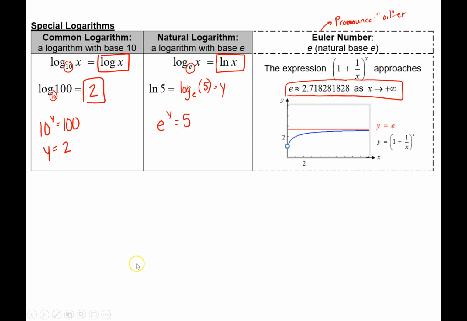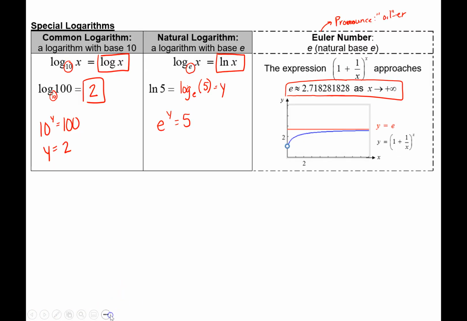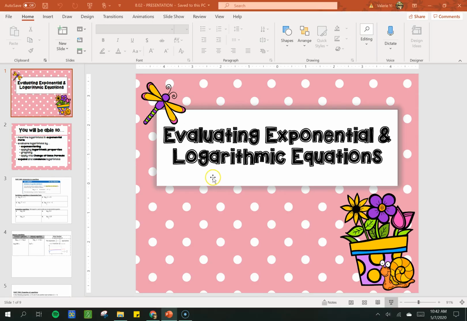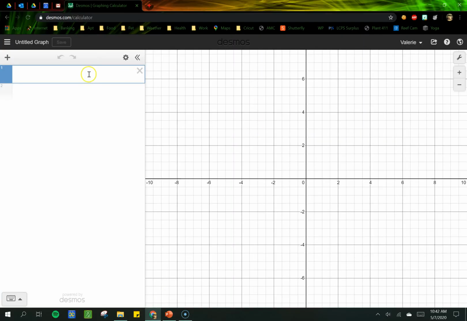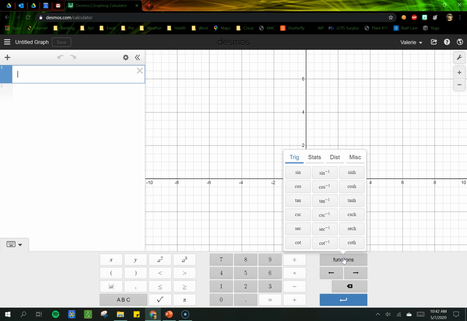Now, if you are able to use a calculator, then going into Desmos can help you with this. So if we wanted to, let me pull it up over here. If we wanted to do log base e of 5, we could go to function over to miscellaneous and choose our log base. We could also choose natural log in this calculator, but for the sake of showing you, I'm going to put it in here.